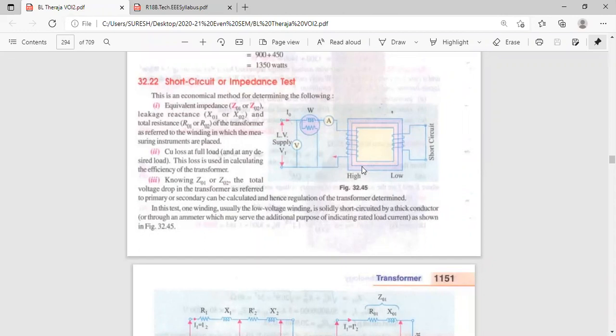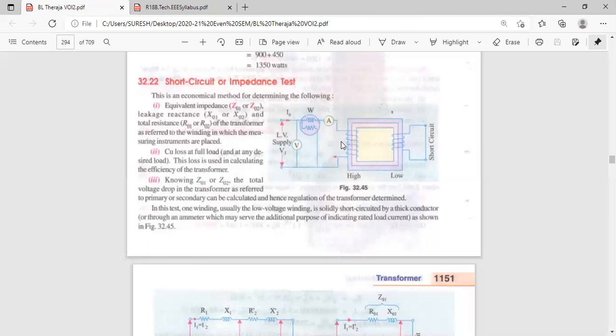Where is the copper in this circuit? The connecting wires and coils. In the primary coil and secondary coil, copper is there. This primary coil winding is made up of copper. This N1 and N2 coil is made up of copper. So when you apply the full current, current will flow in these coils.